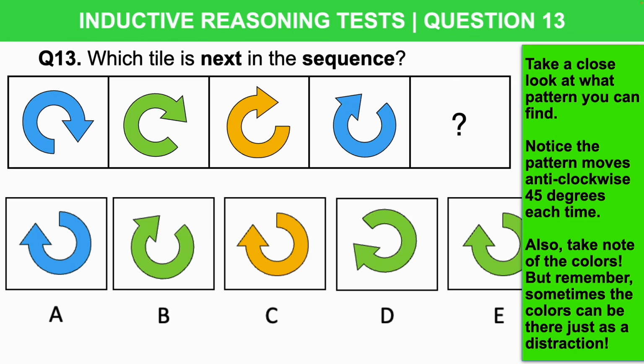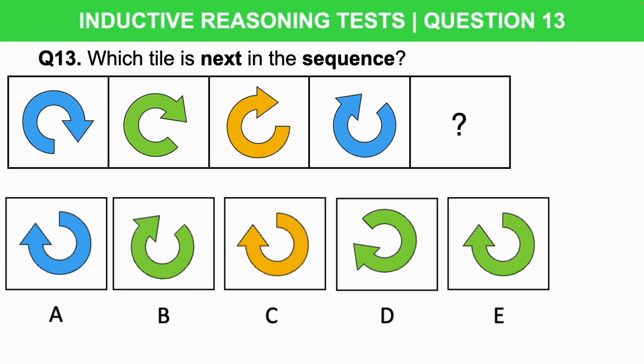In this example, you may have noticed that the colours are indeed important. We can tell this because, as I mentioned at the start, this image is moving 45 degrees anti-clockwise each time. So we can see here in this sequence, this blue one on the far right now needs to move to be pointing directly upwards. And there's a few answer options, in fact, A, C, and E, that all face upwards. Therefore, the colours must mean something.